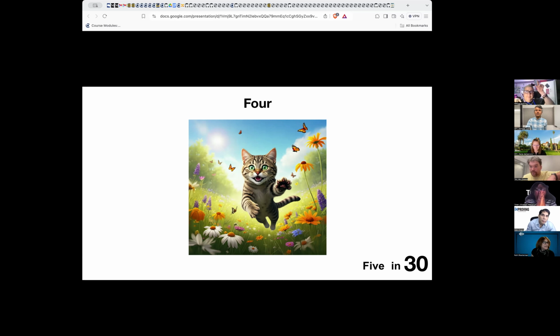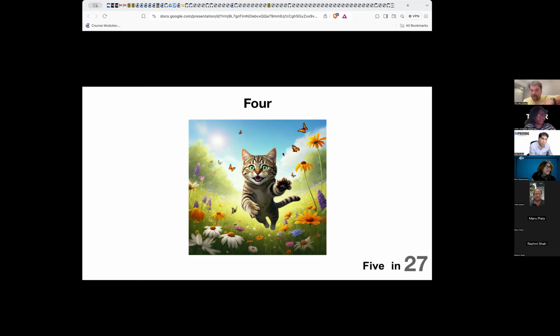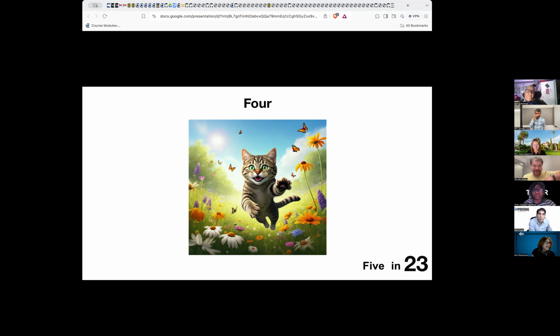Just create an image of an animated cat jumping in a field of white flowers. The cat is centered in the middle of the picture and surrounded by small butterflies. Okay, the cat has green eyes. It's a tabby cat. It is facing forward and its paws are extended towards me. That's it. Thank you, Ruth.